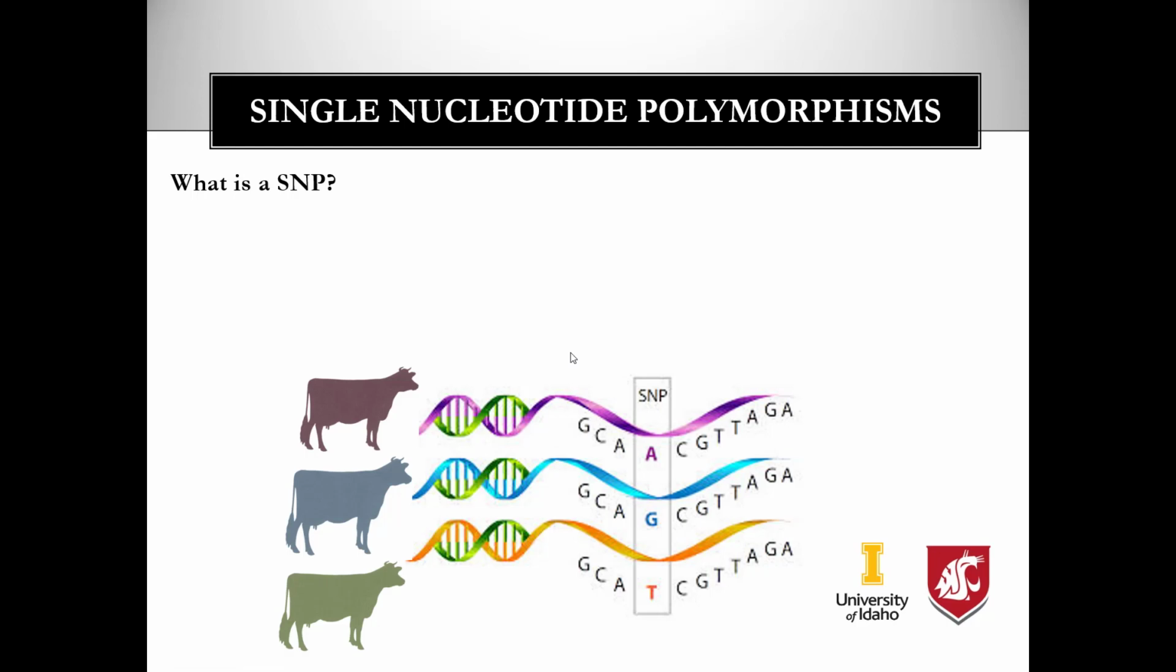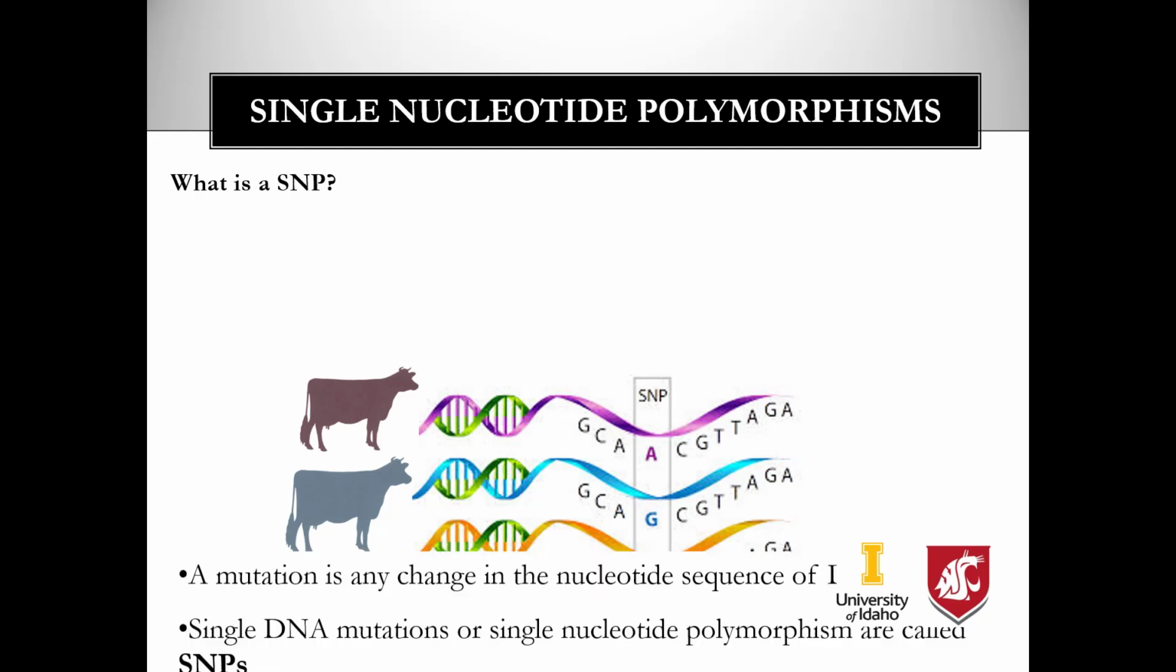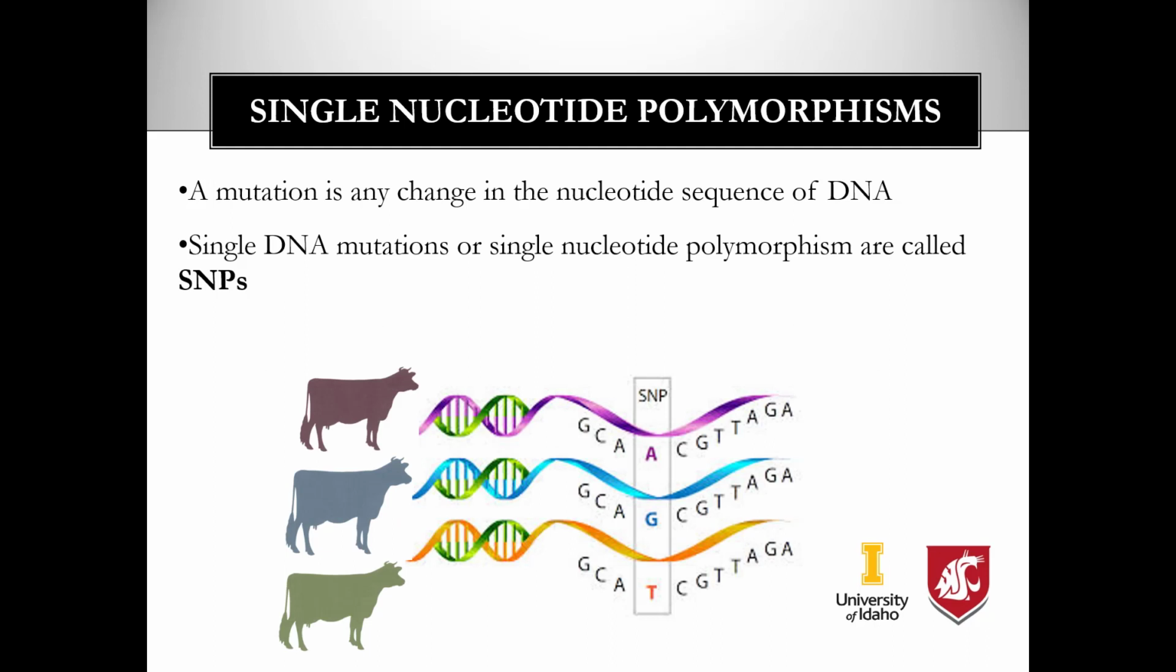And when they vary at a single nucleotide or single spot, that's called a single nucleotide polymorphism, or a SNP. And a SNP isn't necessarily a good or bad thing. It just means that between different animals, they have different variants or nucleotides at that spot in their DNA. So a single nucleotide polymorphism, or a SNP, is a mutation or change in the nucleotide sequence or the nucleotide itself. And single DNA mutations, or SNPs, are what are used when we use genomic selection. And those are the things that we use to predict the performance of an animal.